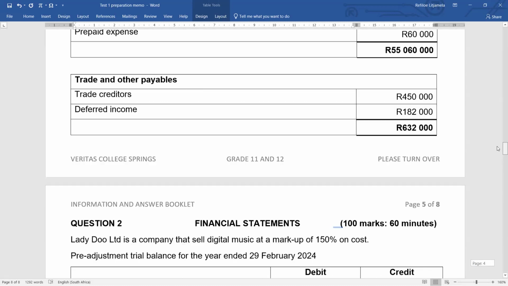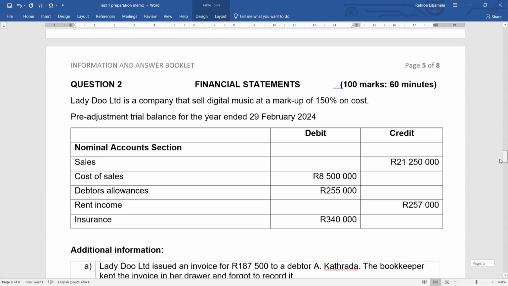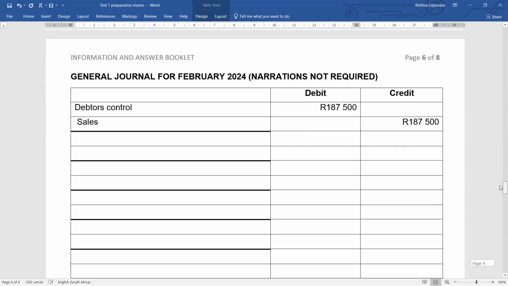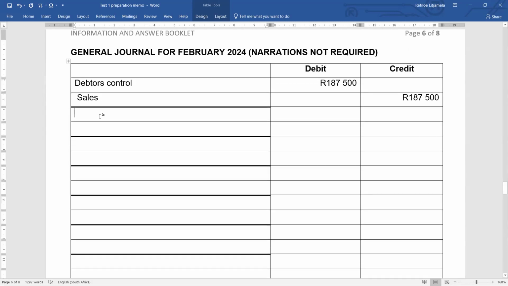But guys, that entry doesn't only affect 2 accounts. It affects how many accounts? 4. Which account am I going to debit? Cost of sales. We said this last year, guys. Cost of sales only increases whenever we sell. And it increases on the debit side.